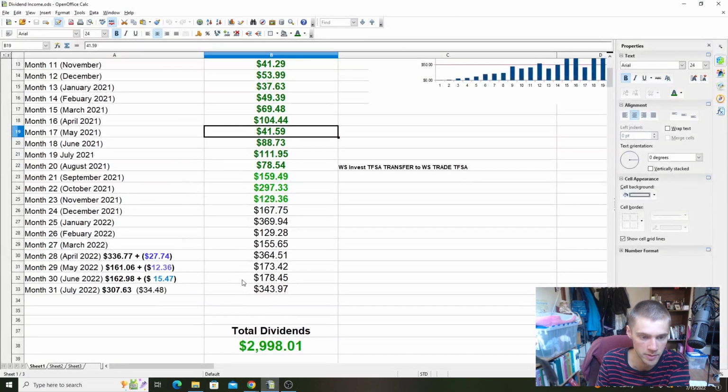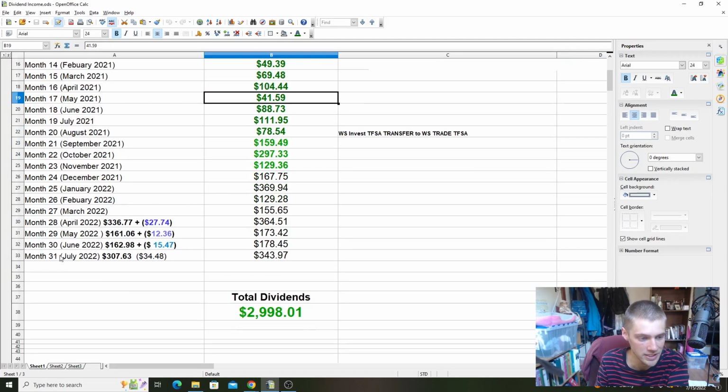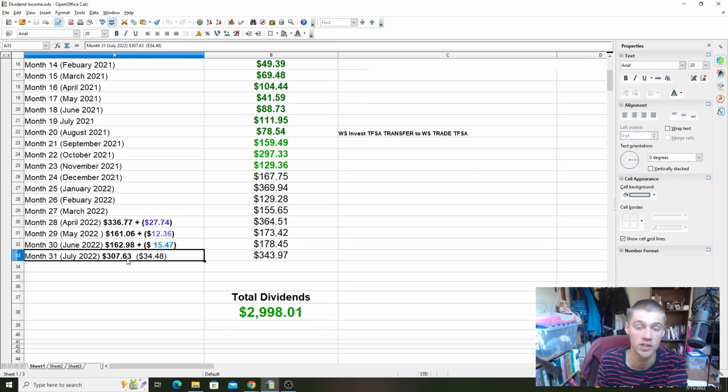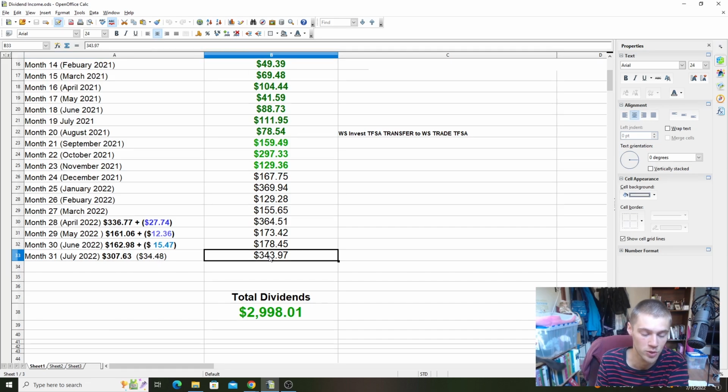And if you go and add them up in total, that's a total monthly dividend payment for July of $307 from my portfolio and $34 from my girlfriend's portfolio. We add those up together and we have $343. So that's quite a bit of money.